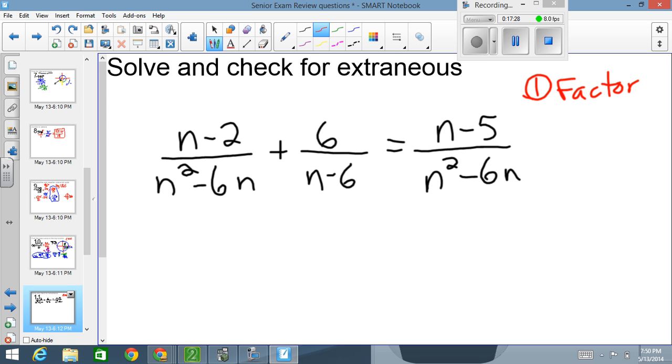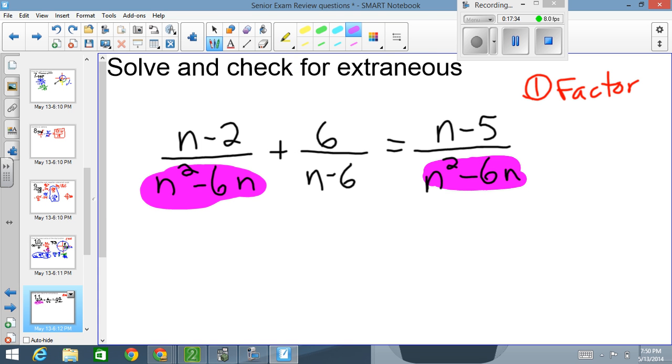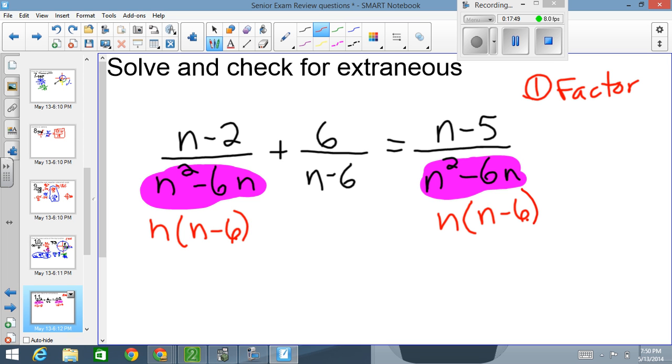There are 2 parts to this that can be factored. Here and here. Take out a greatest common factor. They're the same thing. I can factor out an n, and it leaves me with n minus 6. Over here I can factor out an n, and it leaves me with n minus 6. So I'm just going to kind of cross these out because I don't need them anymore.